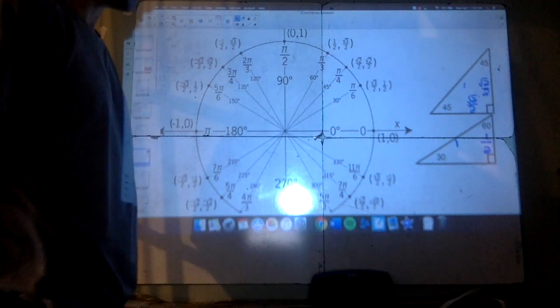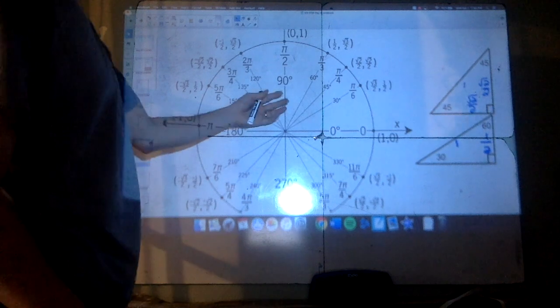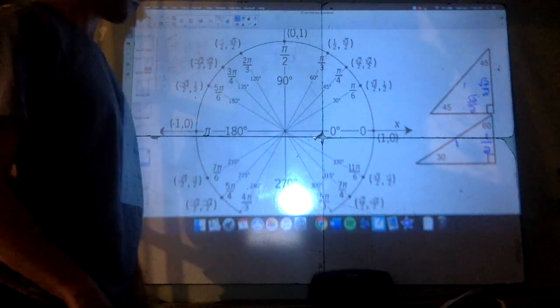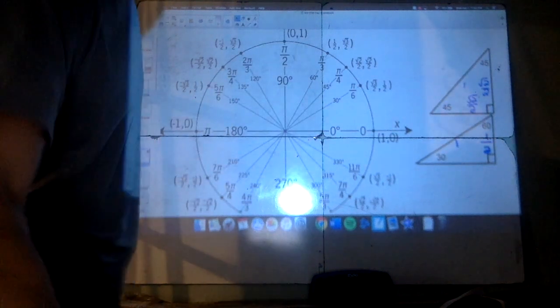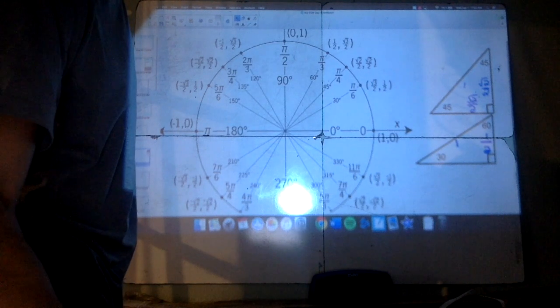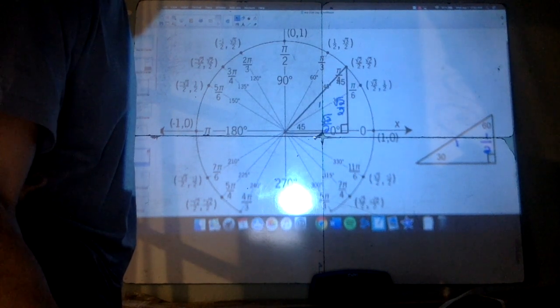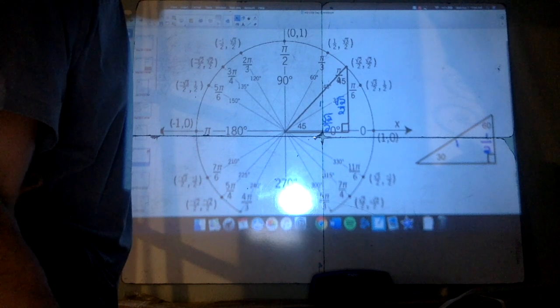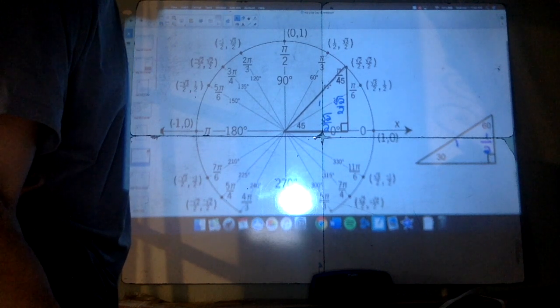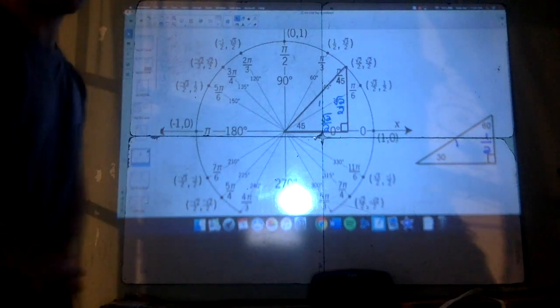Square root of 3 over 2, 1/2. You should have this unit circle in front of you, which will help you follow along if you can't quite read these. So what I'm going to do is take this right triangle and fit it into that space, just like we did with our first lesson this week.